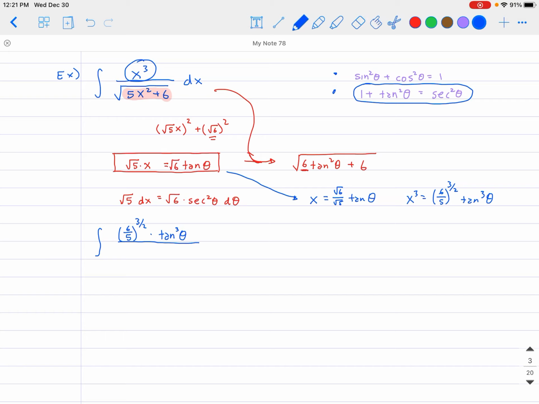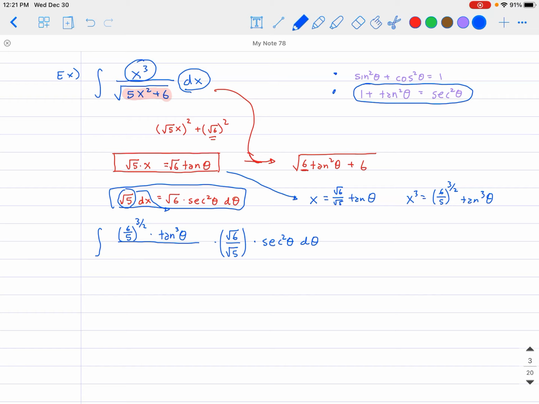Okay, next piece. We're going to go ahead and make a replacement for dx. So that's where this guy over here comes in. So if I want dx by itself, we're going to have to take this root 5 and put it over here on the bottom side of the right-hand side. So that's going to give me root 6 divided by root 5 multiplied by the secant squared of theta d theta. Okay, and hopefully you can see that the constant that has been extracted over here and the constant I had earlier with the 6 over 5 to the power of 3 over 2, those are going to cancel out nicely then.